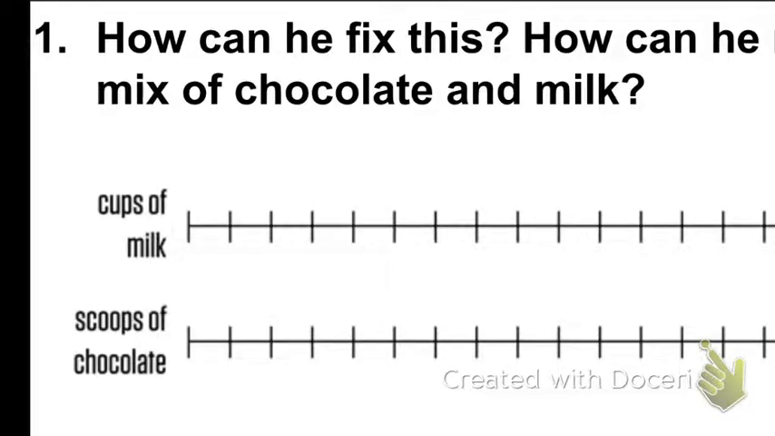So, 2 questions that I want you guys working on right now. How can he fix this? How can he make it the right mix of chocolate and milk so that Nana doesn't get it and say, ugh, take that, it's too much chocolate, I don't like that much? And then how many different solutions can you find? I like what you've got so far.